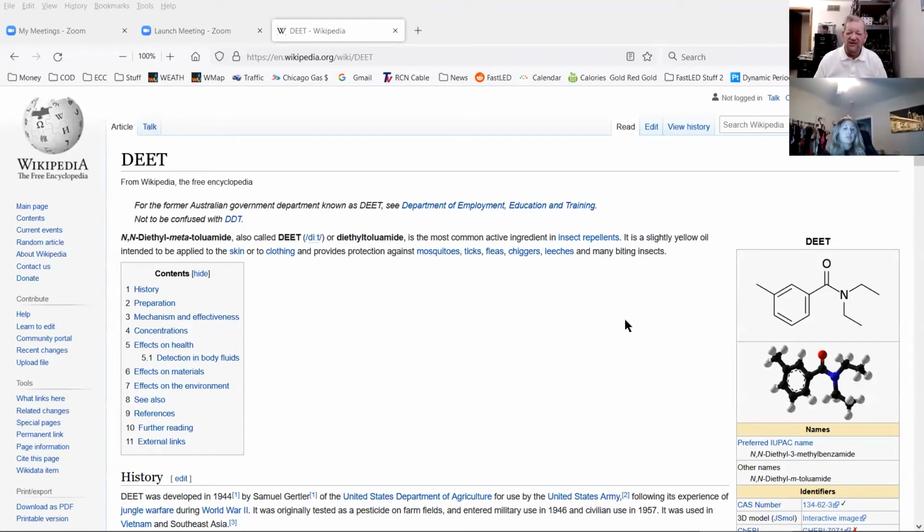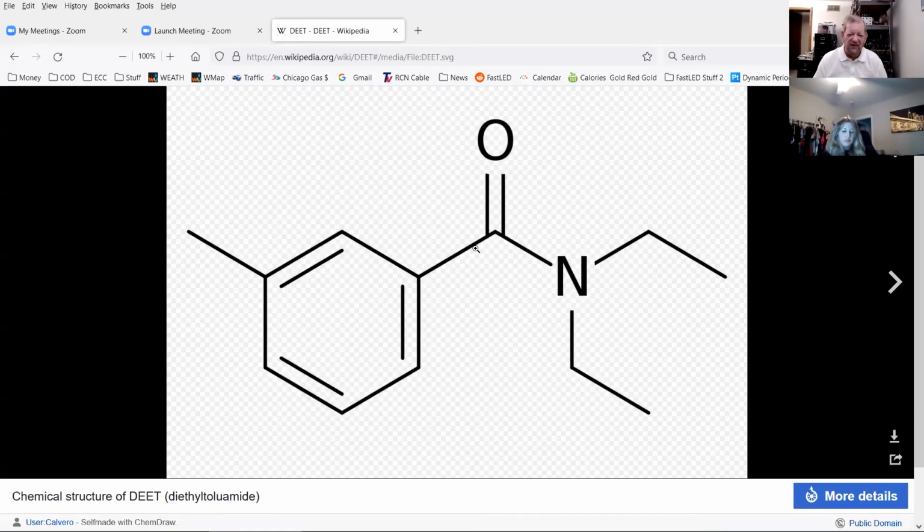Thank you. DEET is an acronym for N,N-dimethyl metatoluamide, or sometimes it's called diethyl-meta-toluamide. And here's this molecule right here. You've got a carbonyl, a benzene ring, at the end of a line is a methyl, and on the nitrogen are two methyls, ethyl groups, I'm sorry, ethyl. Wait, this is an amide, and this is the amide, guess what? You just made.